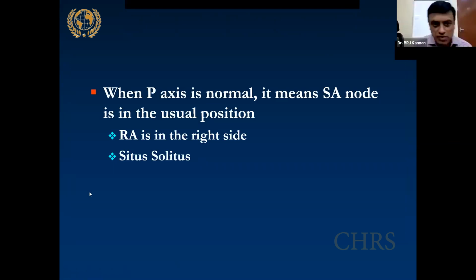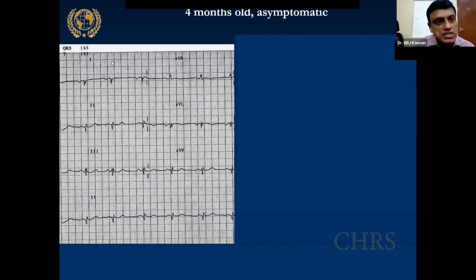Now take this example. See, AVF is positive, but lead 1 is negative. That means now the axis of the P wave is from the left shoulder to the right lower limb. AVF is positive, lead 1 is negative, so it's right axis deviation. The axis of the P wave is from the left shoulder to the right lower limb. Okay, so what is happening?